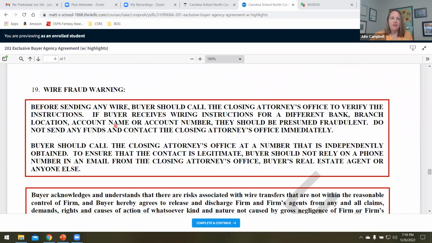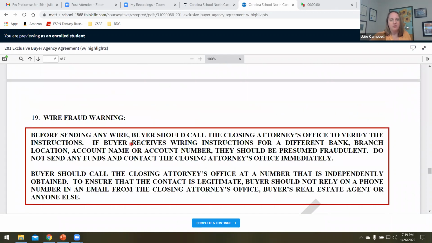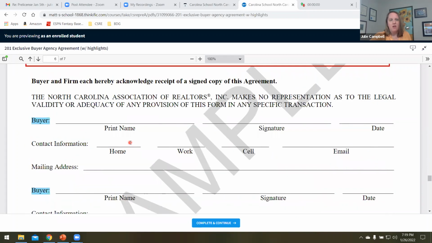Again, a wire fraud warning. We saw a wire fraud warning to the seller in the listing agreement. We're going to talk about wire fraud when we look at the offer to purchase and contract. So we'll come back and talk more about wire fraud. We see a wire fraud warning to both buyer and seller.